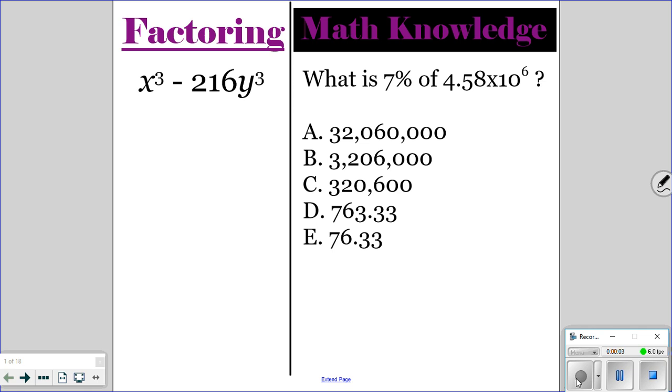Alright, so y'all go ahead and do the factoring and math knowledge question for today. Pause the video, and then once everyone is finished, you can unpause the video and I'll go over the correct answers. So for the factoring, you're going to use your difference of cubes.